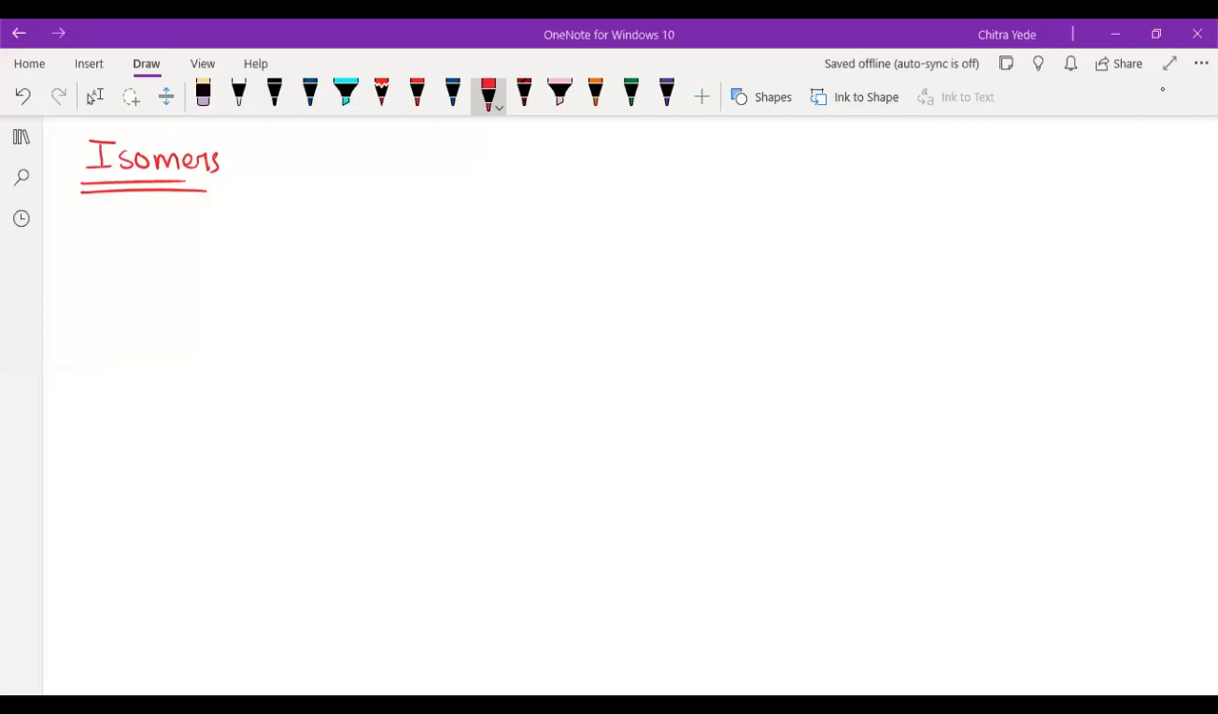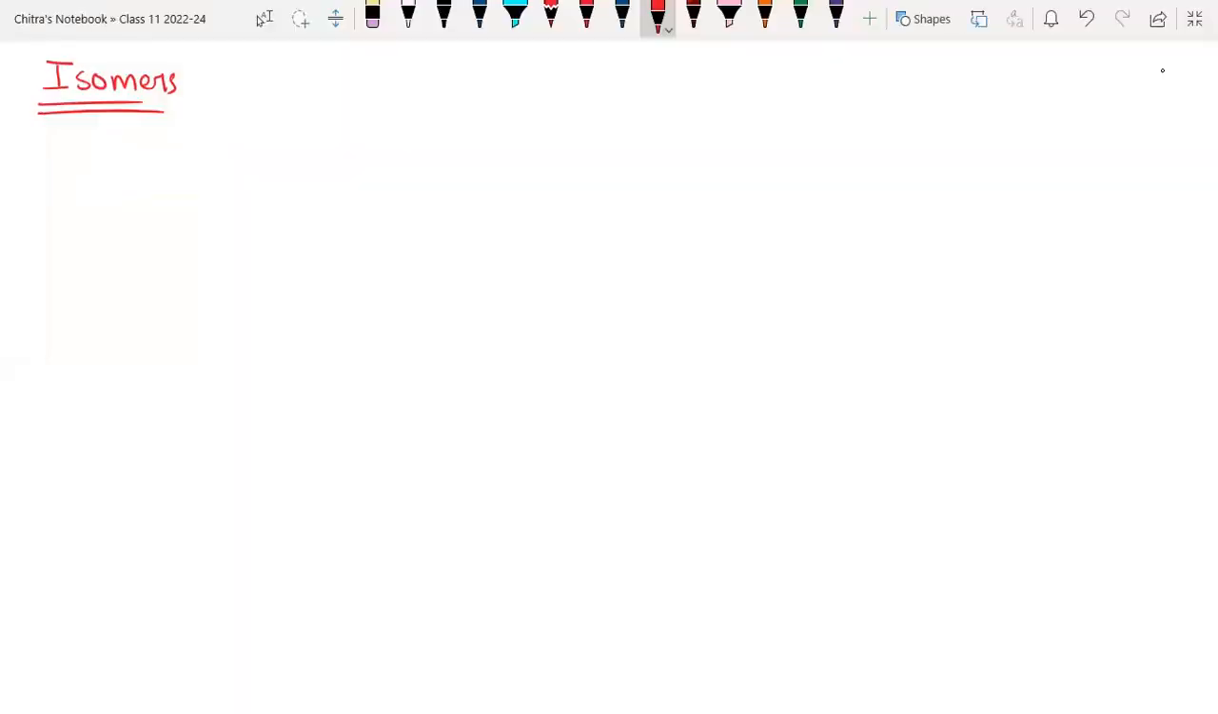Okay, so we are going to cover isomers. It is again a very important concept for your JEE, NEET or state board also. Okay, so what are isomers? First we have to understand that isomers are molecules having the same molecular formula but different structural formula.